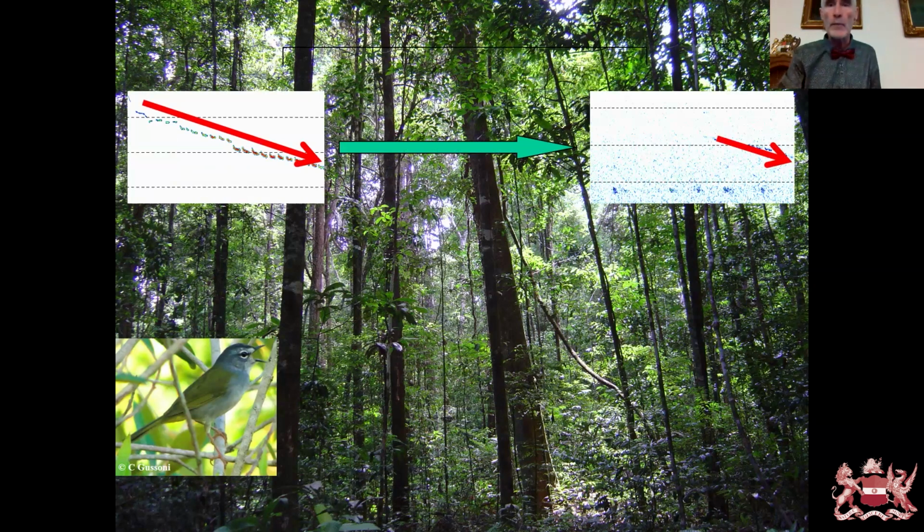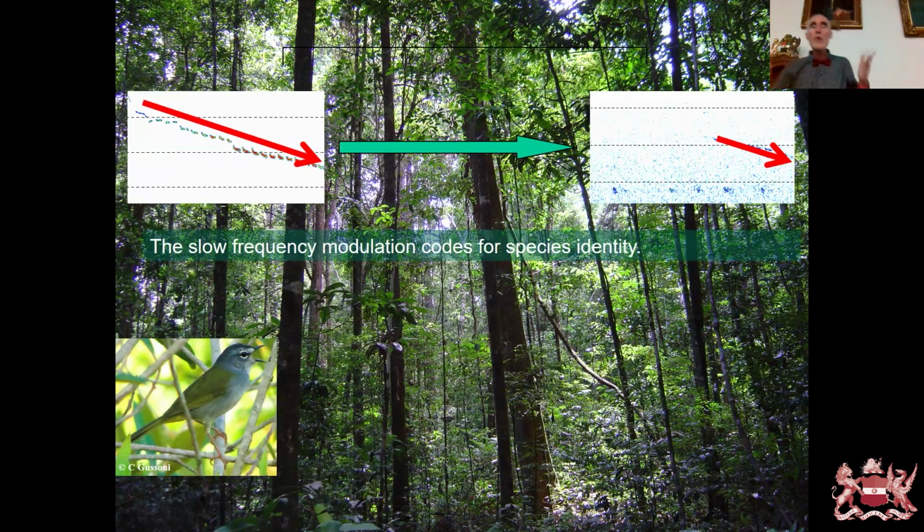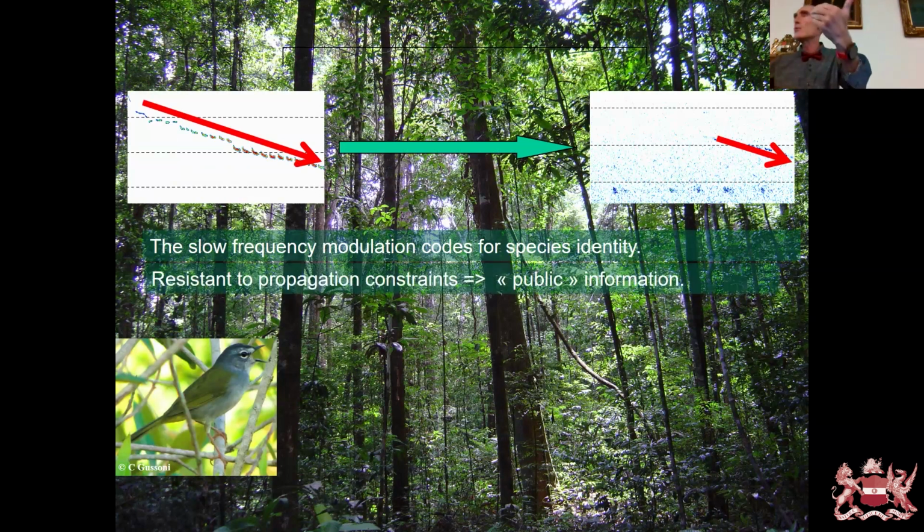Okay, so to put it in a nutshell, for this first information, the identity of the species, I am a whiteboard warbler, it's the slow frequency modulation that codes for this information. And this information is resistant to propagation constraints. It can propagate at long range. It's a kind of public information, okay? And many birds will be able to decode this information.